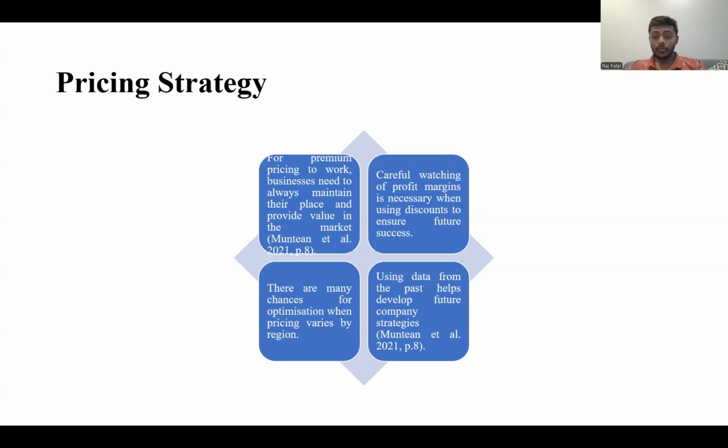There's also a lot of room for optimizing, especially when it comes to regional pricing. What works in one market might not work in another, so flexibility and local insight are key. Overall, our pricing strategy should be balanced, flexible, and rooted in both value and data.